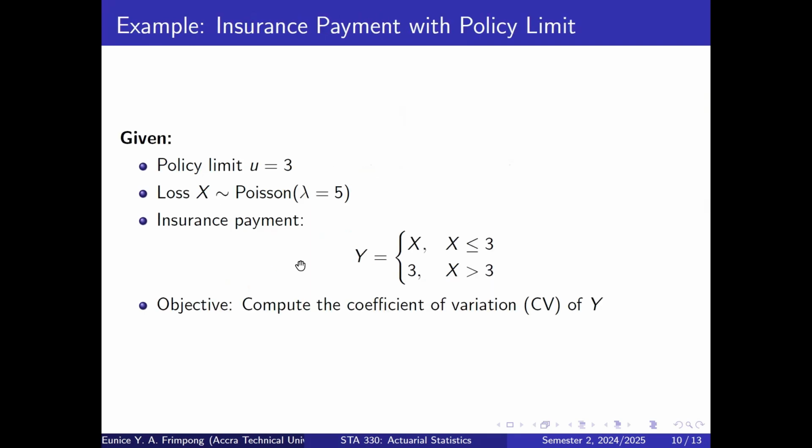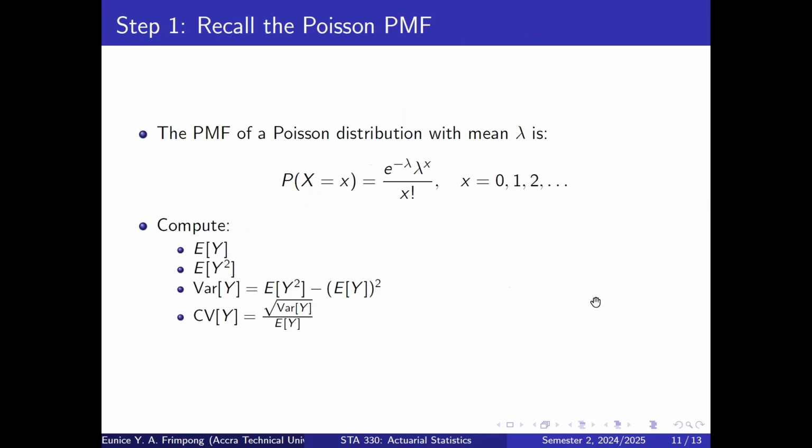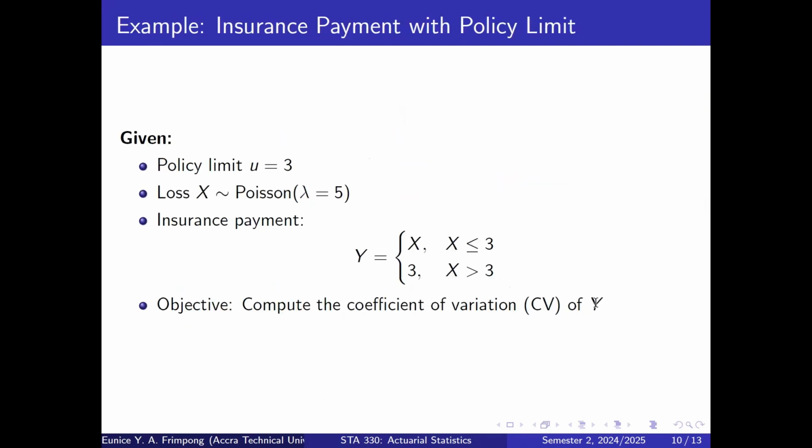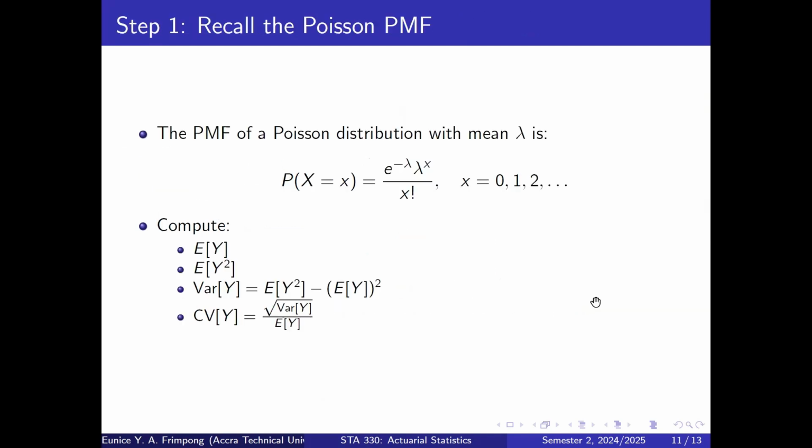Now here's a practical example. Given that the policy limit U is equal to 3, and given that the loss follows the Poisson distribution with lambda equal to 5, and the insurance payment Y is equal to X in the case where X is less than the policy limit, and 3 in the case where X is more than the policy limit. Now the goal is to compute the coefficient of variation of Y, which tells us how much variability exists in the capped payment. So we follow 3 steps.